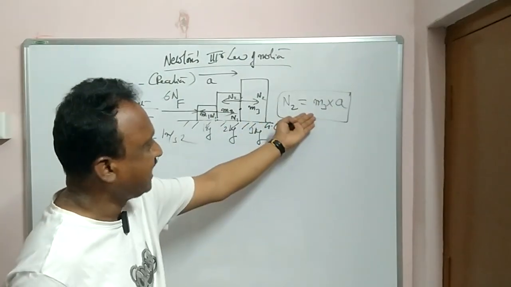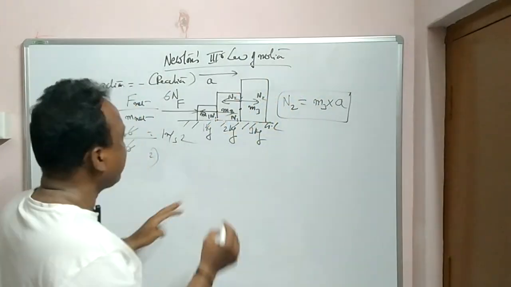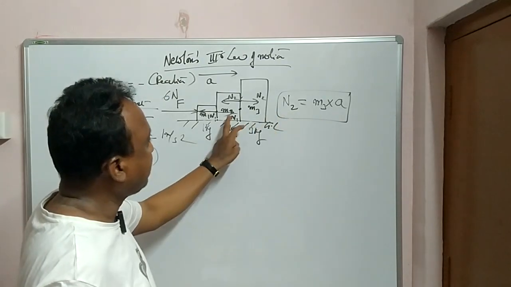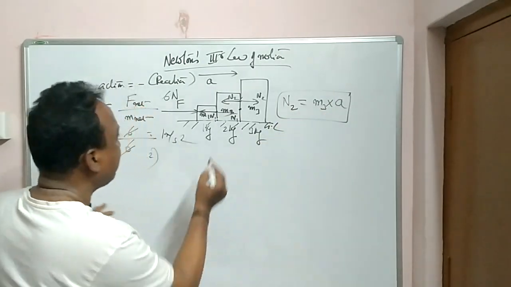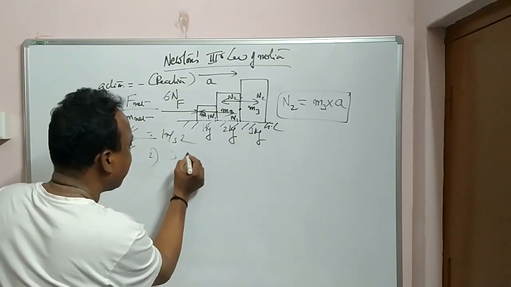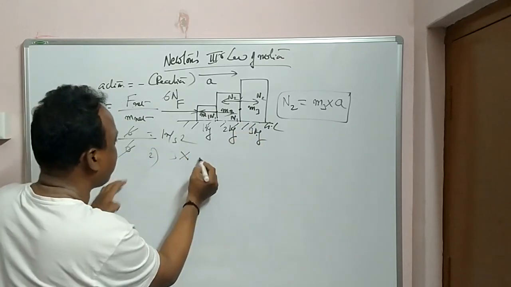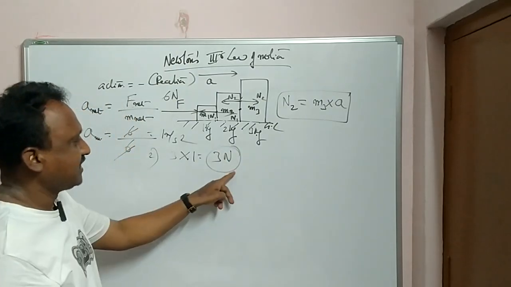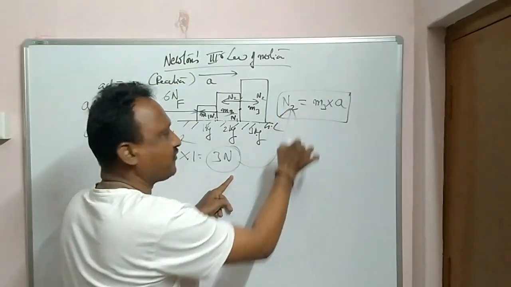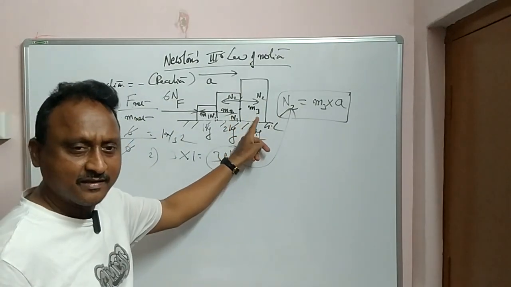Now, secondly, you have to calculate N1 and N2. Let us first find N2. We have already given the equation here. What is N2? Normal force between second block and third block. That is nothing but M3 into A. What is M3? 3 kgs into A. What is acceleration? 1. That is 3 newtons. So this is the contact force between second block and third block.